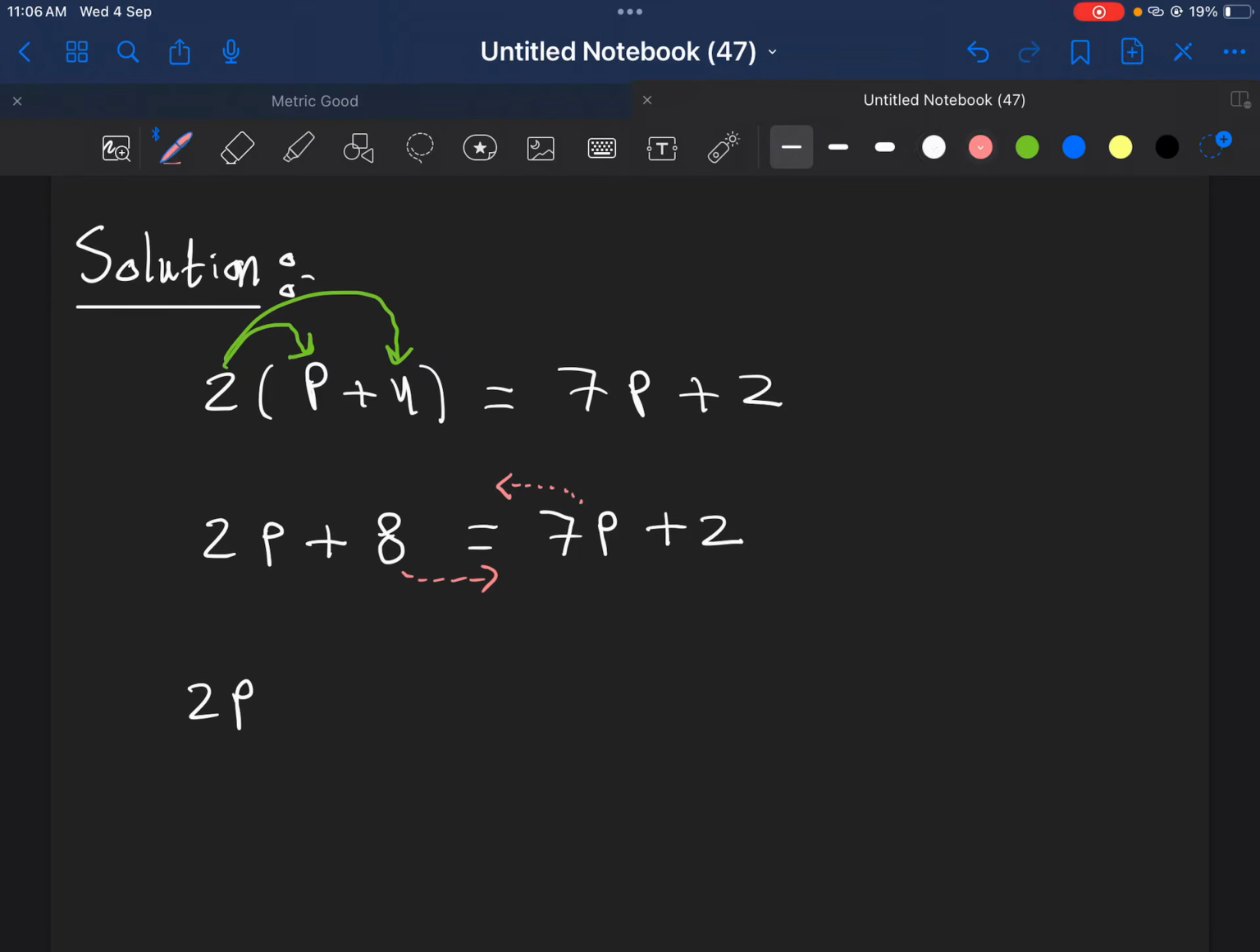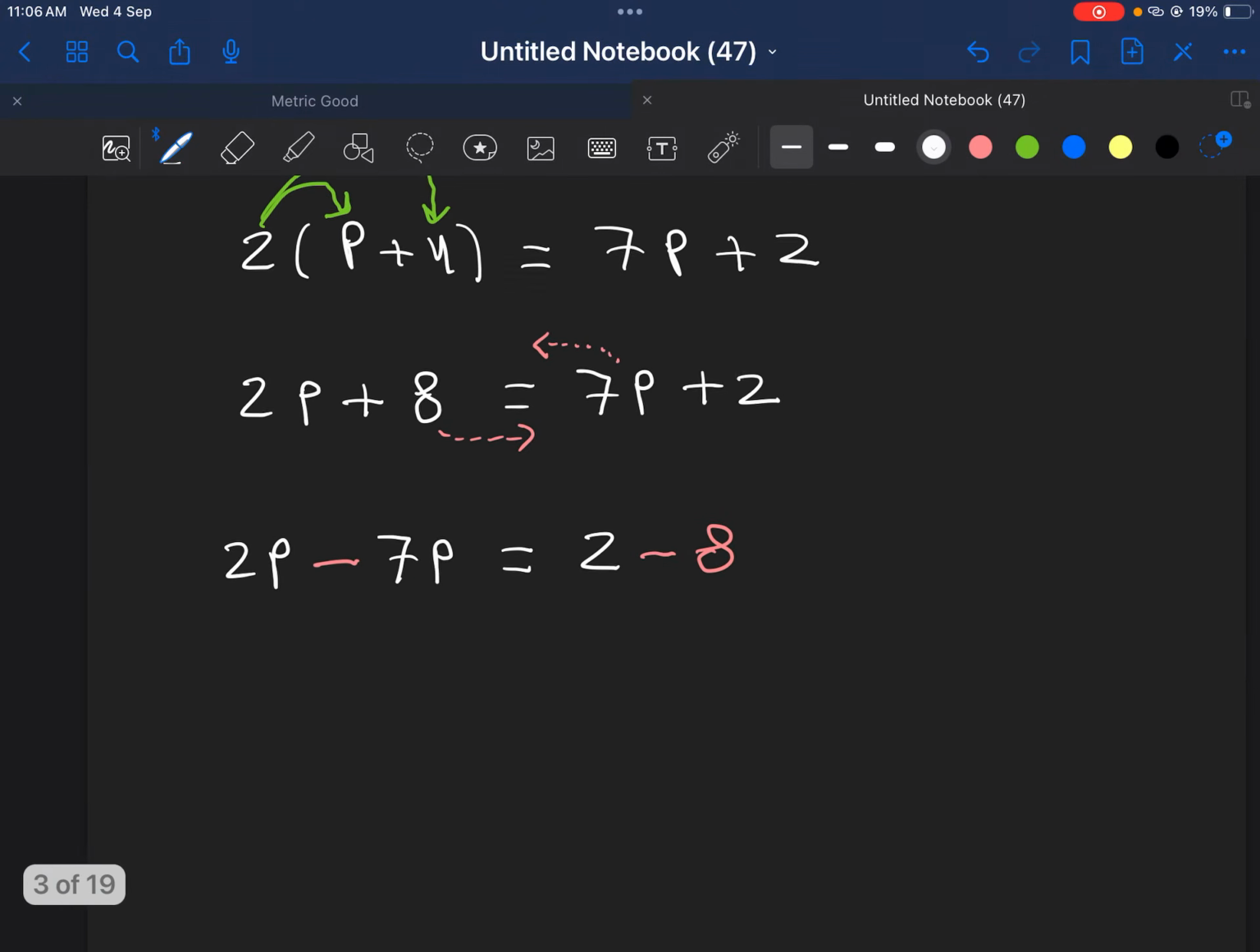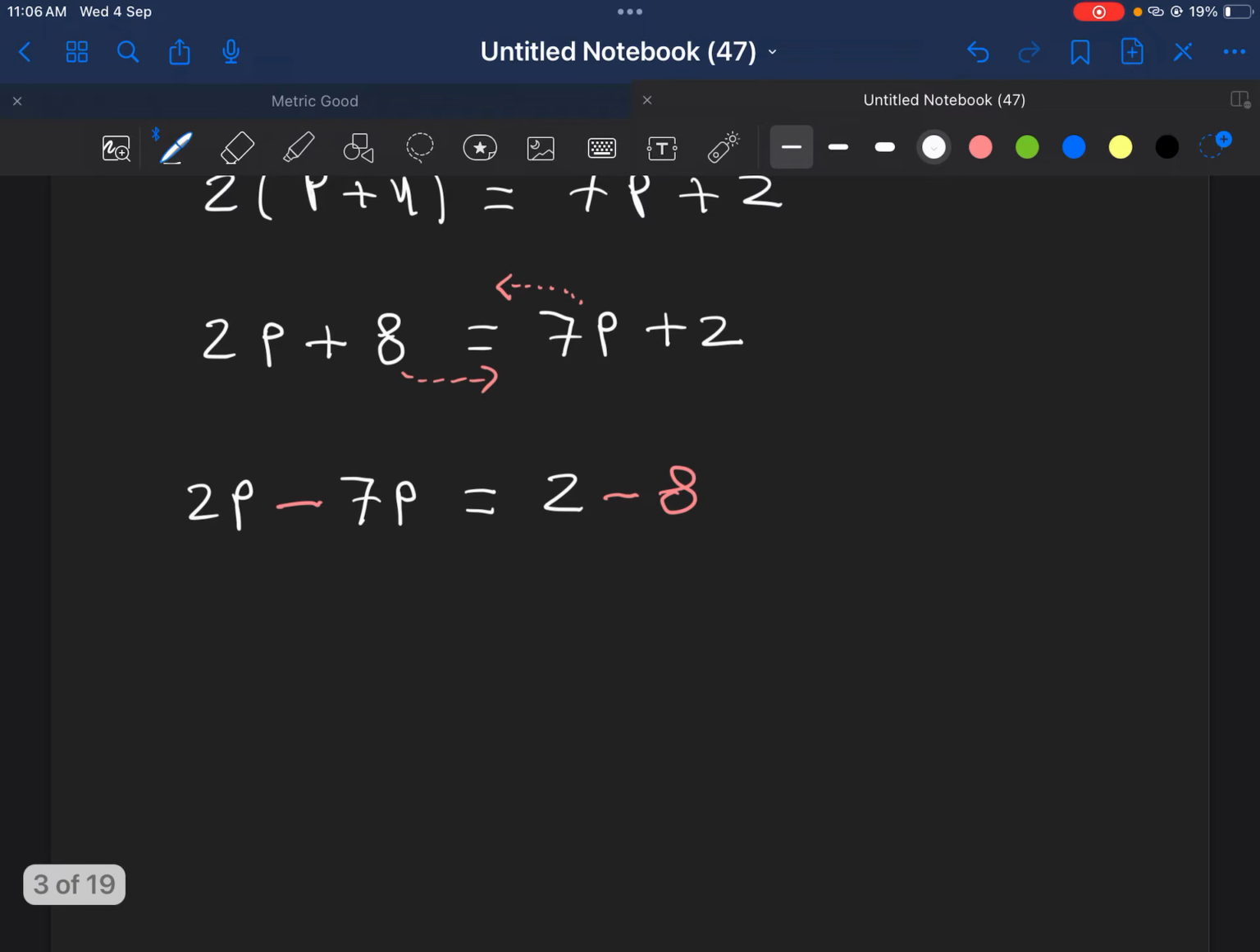Now 7b, we will change the sign, so it will become negative because it was positive. So it will become negative 7b equal 2, which was before, and now I will change the sign of the 8, it will become again negative. Now simple arithmetic, 2b minus 7b, this is negative 5p.